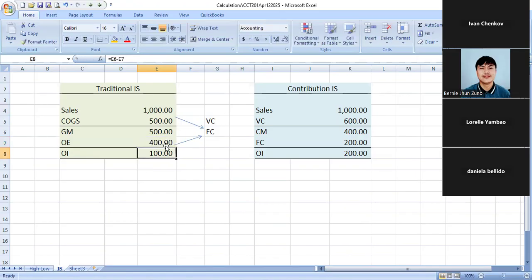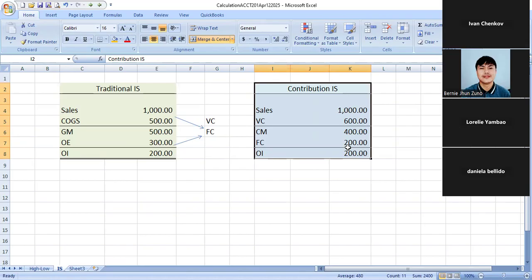So now let's move to the other one. How much we have to do here? 200. Let's move this one today. Now let's move to the contribution income statement, and we're going to stay on it today. We're going to stay only on the contribution income statement.